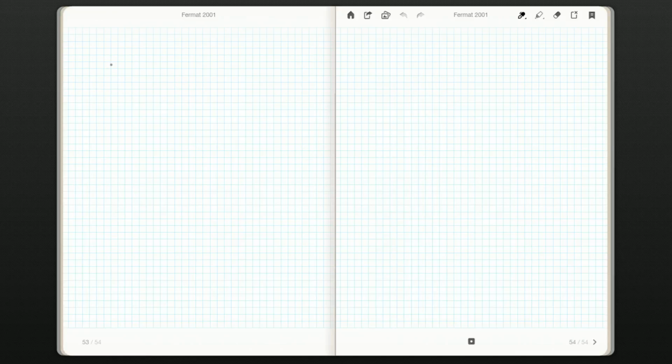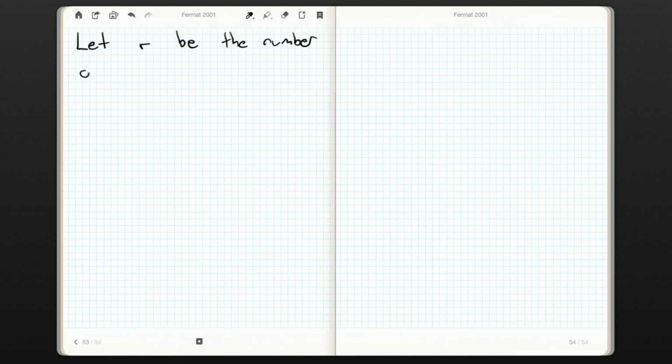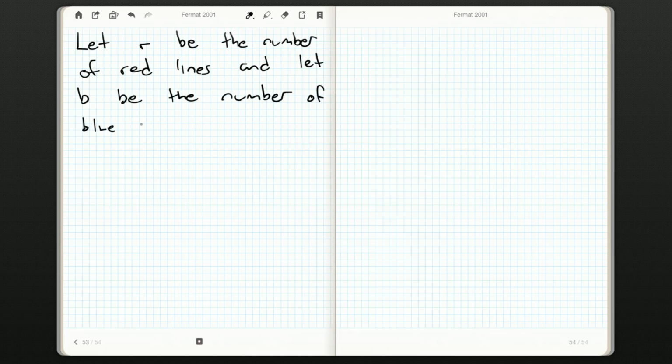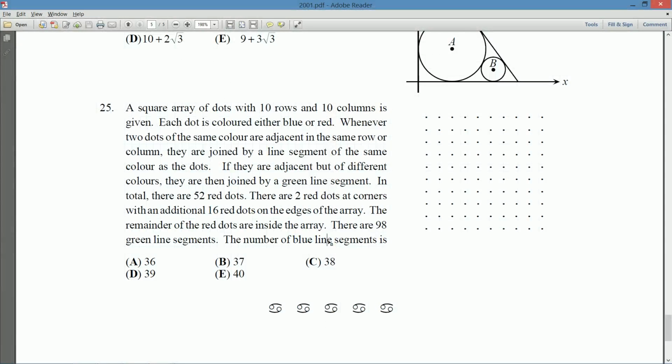So, if I knew, let R be the number of red lines. And while we're at it, because we need this, let B be the number of blue lines. I'm only going to work with R for a moment, but we should be able to work B in here somewhere eventually, because we want the total number of blue lines. Okay? Just double check that is what we wanted, right? Number of blue lines. Okay.